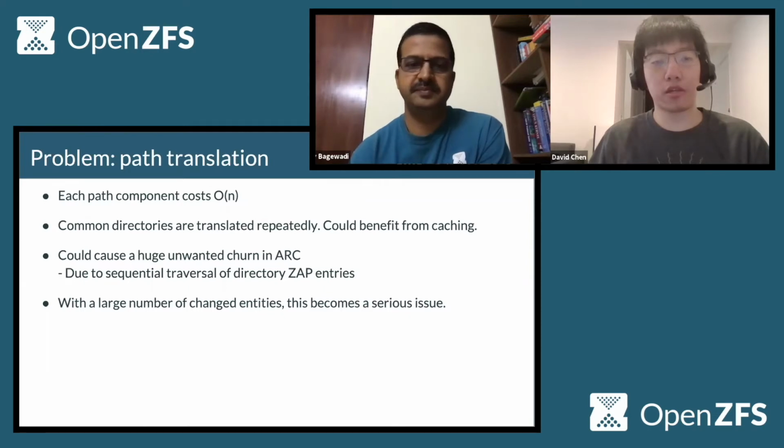Also, when you do a linear search through a large directory, you are caching a lot of data in the ARC, so you're causing unwanted churn. So with a large number of changed files, this problem will significantly increase the total runtime of ZFS diff.